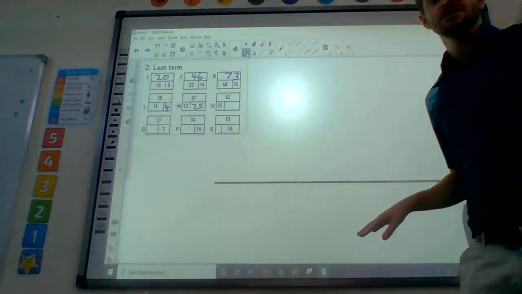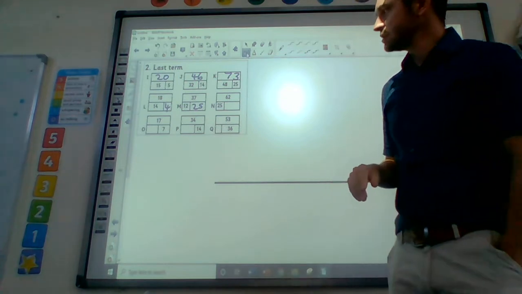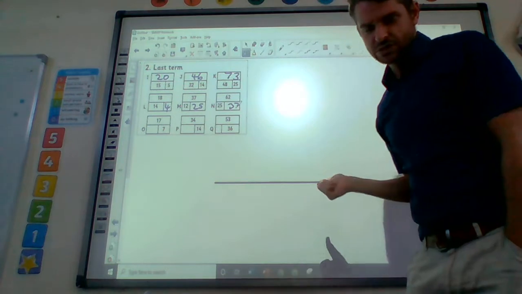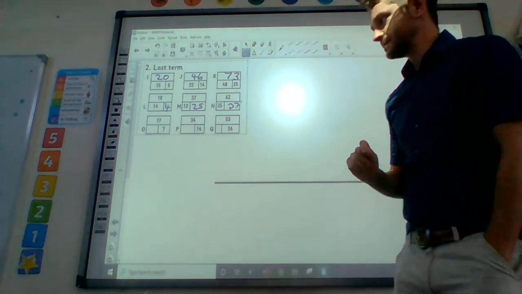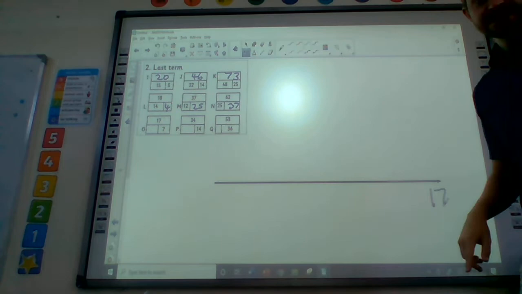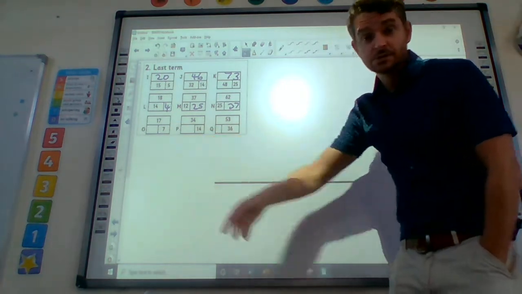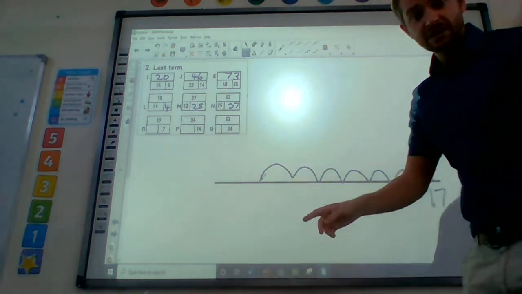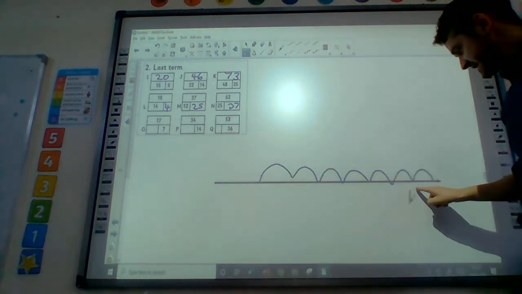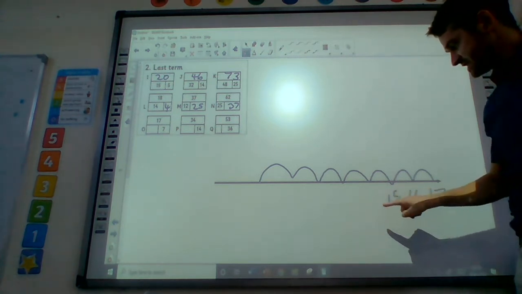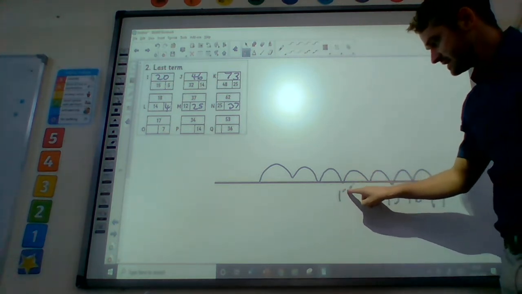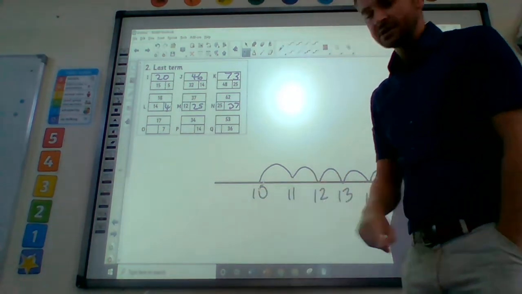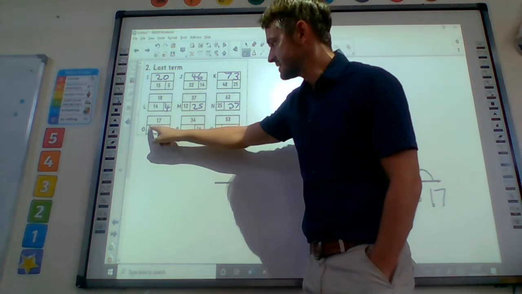Okay, this one I'm going to use a number line, but you might be able to do it in your head. Oh, I need to write my answer in, 37. This one, I am going to use a number line. You might do this one in your head. 17, take away 7. It's just 7 ones, no tens. 1, 2, 3, 4, 5, 6, 7. We're counting backwards from 17. 17, 16, 15, 14, 13, 12, 11, 10. Our answer is 10.